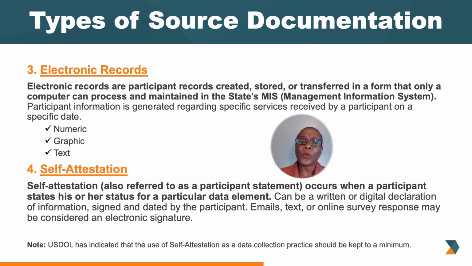The final type of source documentation is self-attestation. It is a written or electronic declaration of information for a specific data element. Remember, the document must be signed and dated by the participant. It can be received by email, text, or unique survey responses as an electronic signature, which of course is easiest for our younger participants. And the submission must be generated by and traceable to the participant.